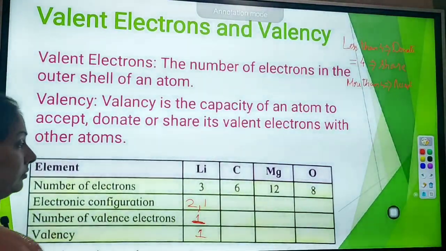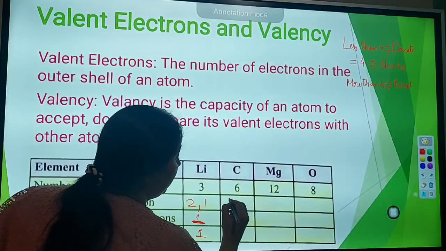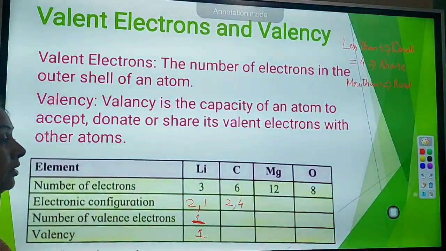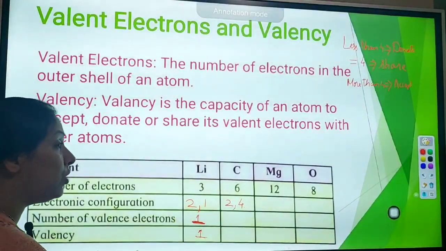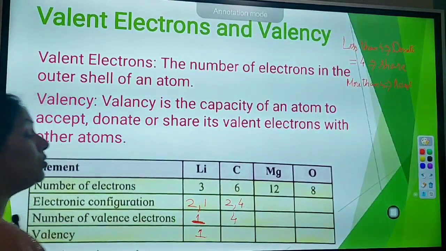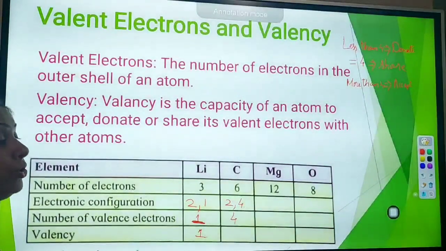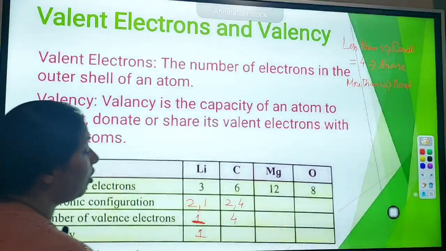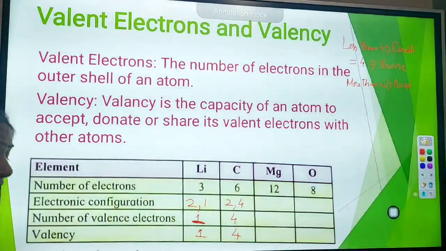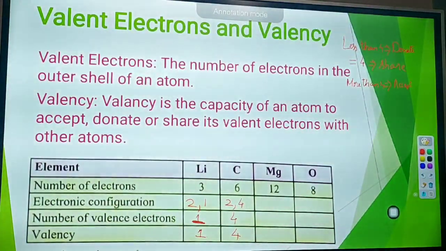Carbon, electronic configuration, 2 in the first shell, 4 in the second one. So is it easy to accept? How many electrons in the valence shell? 4. Easy to accept or to donate or to share, all is good with carbon. So its valency is 4. Let's look at magnesium.